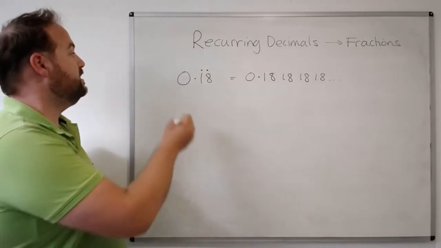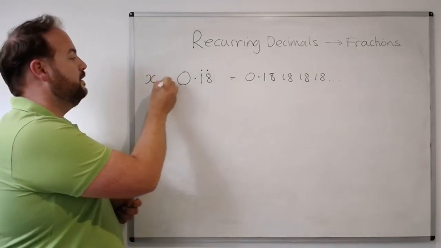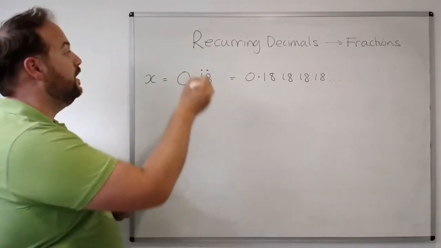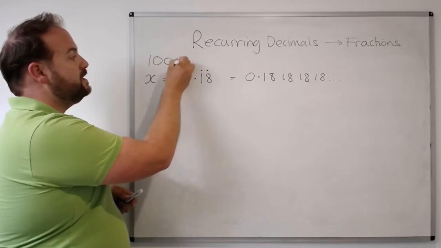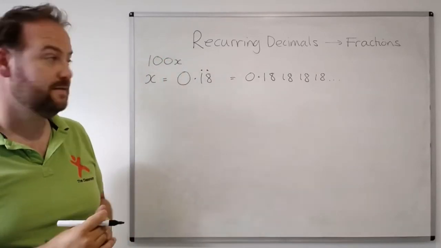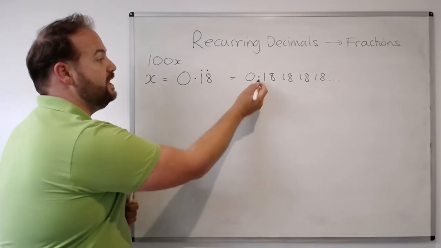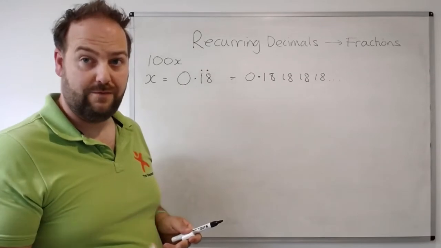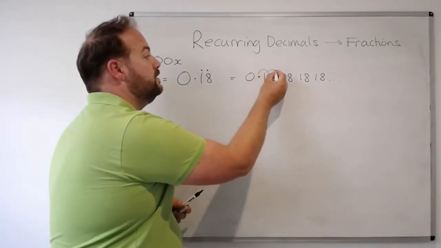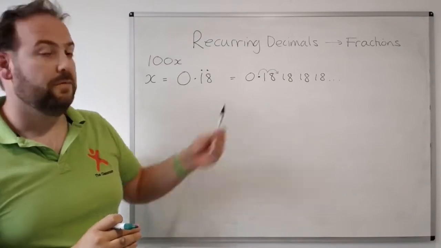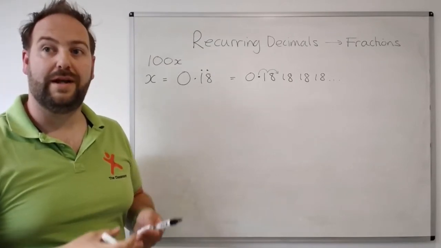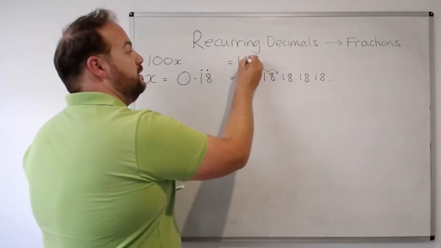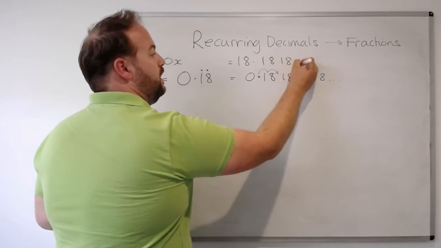And the clever trick is to say that we want this number here, I'm going to call it x, and I want to consider what it would be if I times it by 100. I'm going to write 100x here. I will explain why I've chosen 100x in a minute. If we take this number and multiply it by 100, all we're going to do is move that decimal point 2 places to the right. 1, 2. And the result will be 18.18181818, carrying on forever in the same way.